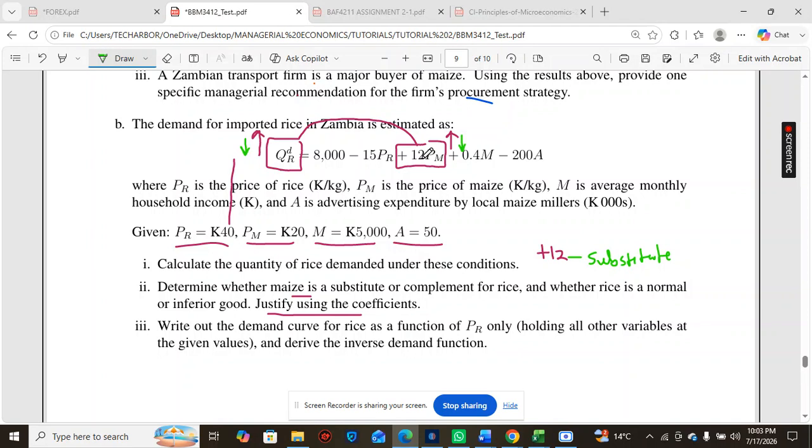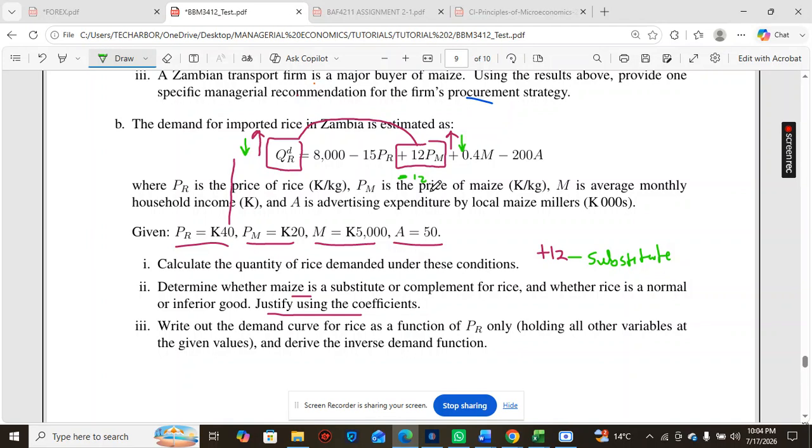Yes. So how to know when to determine if goods are substitute or complementary? Look at the price of the other good and compare it with the quantity demanded. If this was a minus sign here, if it was a minus 12, we would have said they are complementary goods, meaning they are used hand in hand together.